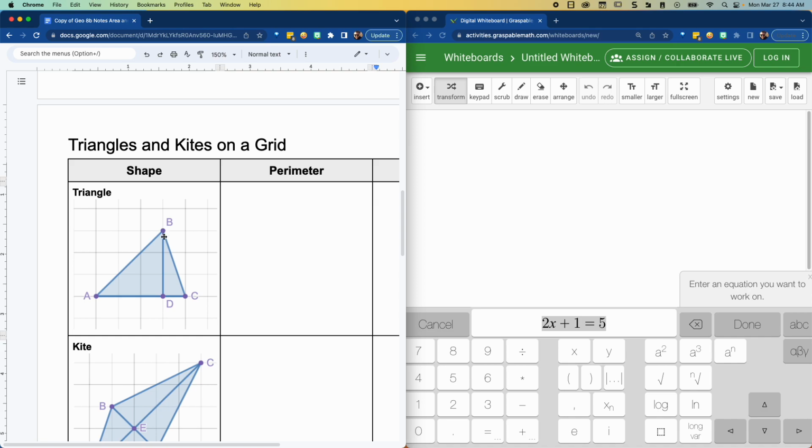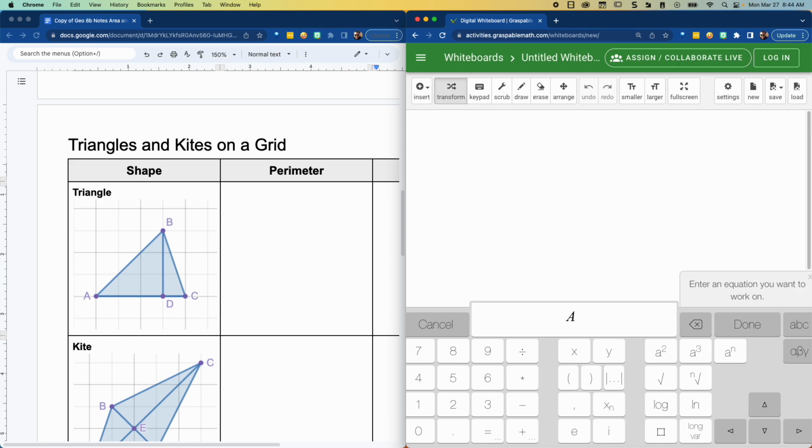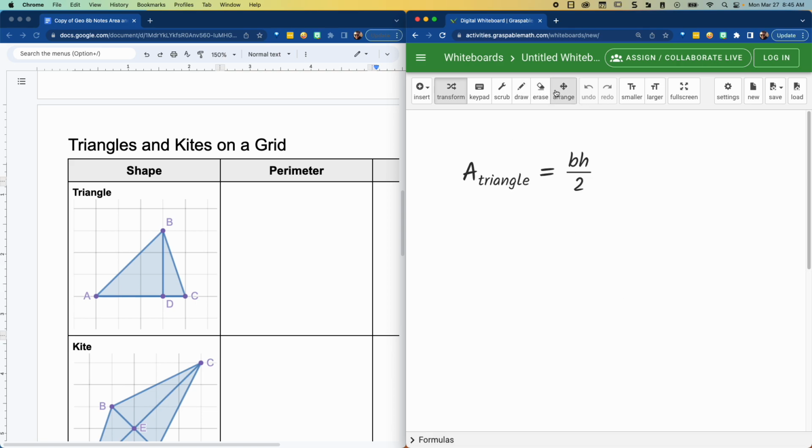I notice that the height is 3 and the base is 4. And the area of a triangle is going to be equal to the base times the height divided by 2, or 1/2, or 0.5. But really, you're multiplying the base and height, and you're going to multiply by a half somewhere in there. So in this case, I'll take that, put it in there.